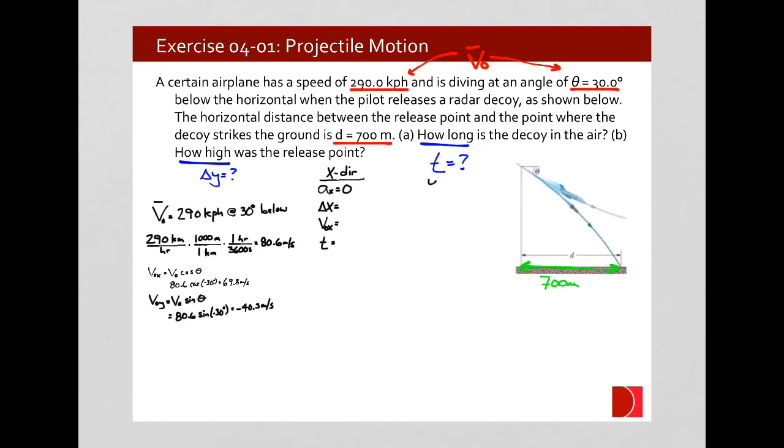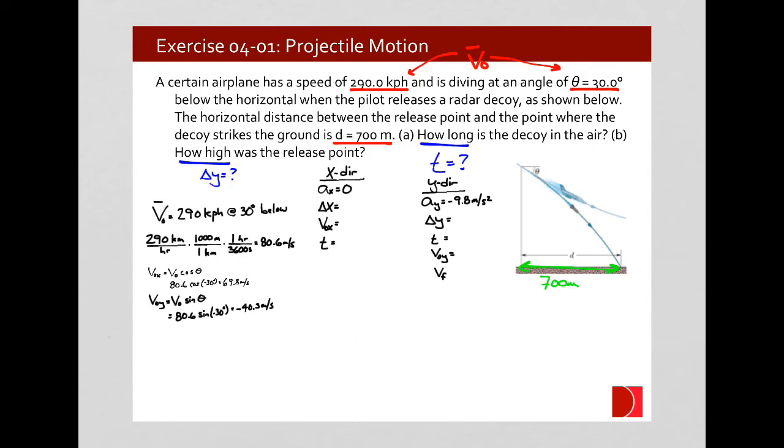In the y direction, your acceleration in the y direction is negative 9.8. That's always the case for projectile motion on Earth. And then we have a displacement in the y direction, we have a time travel in the y direction, we have an initial velocity in the y direction, and we have a final velocity in the y direction. And what we know now is the initial velocities.